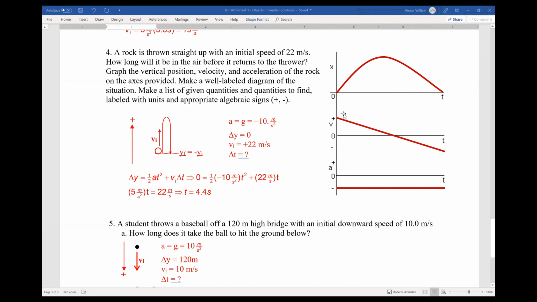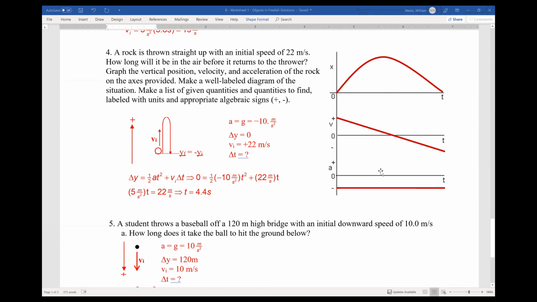For the velocity-time graph, it starts with its maximum positive velocity right when it's thrown, and gravity is going to slow it down and slow it down till it reaches its peak, where its velocity will be 0 right at the peak. And then it's going to start falling and increasing in speed, but now its velocities are negative, so it's increasing in its negative velocity as it falls back down.